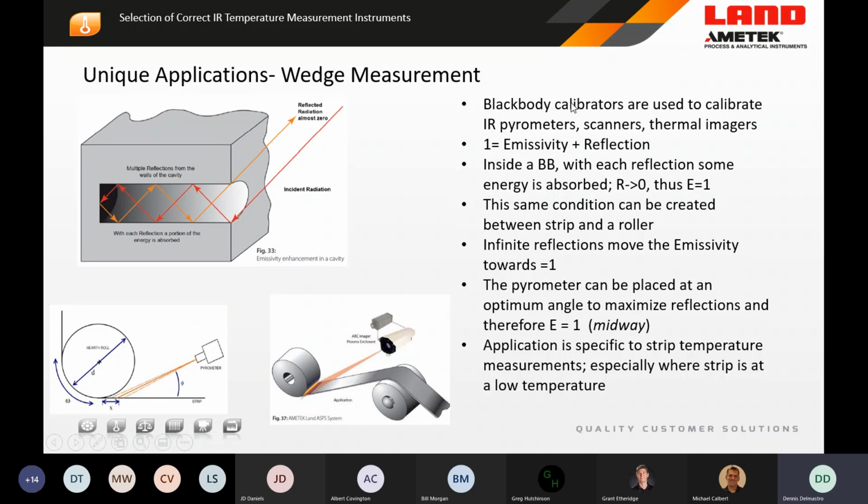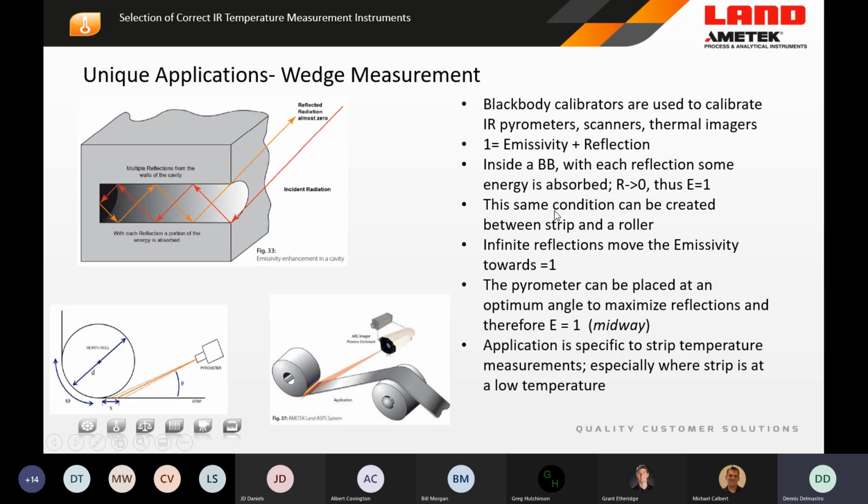Now, black body calibrators are used to calibrate pyrometers, scanners, thermal imagers. In a black body, in one of my first slides, the basic equation: one is equal to the emissivity plus the reflection. Well, when you use a black body calibrator, inside there you have infinite reflections. With each reflection, some of the energy is absorbed. So what's happening is the reflectivity is pushing towards a value of 0, and thus E, or the emissivity, is pushing towards a value of 1.